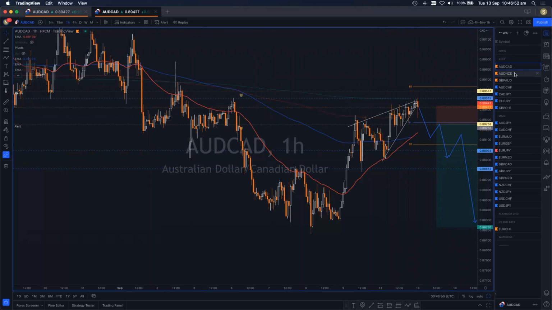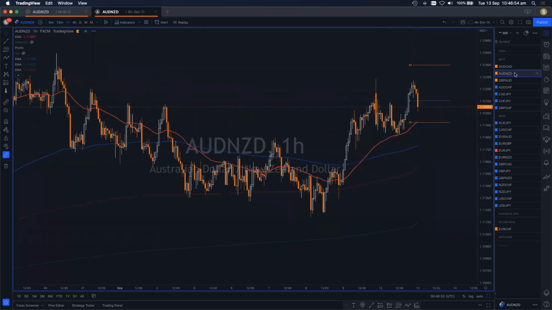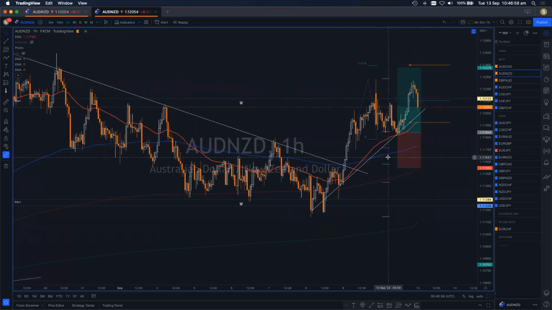Okay, next one, another Aussie one, Aussie Kiwi. This is one we looked at yesterday. It didn't quite pull back, but it kind of did actually. It just about touched the 1 hour 50 or very close. So you could have played that long on there.